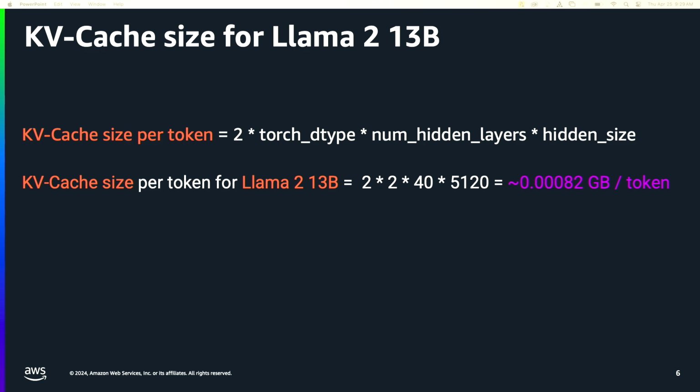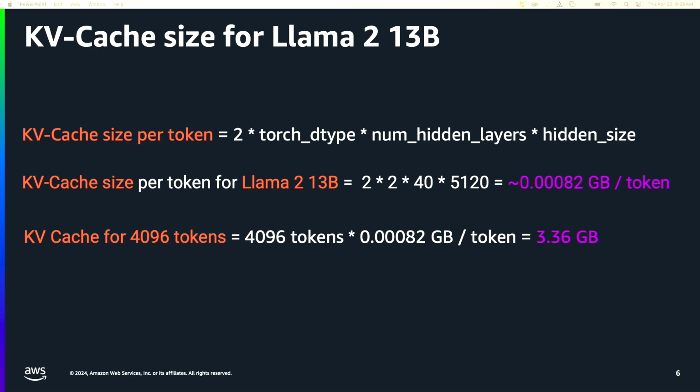So let's use these values that we saw in the config.json for the number of hidden layers and the hidden size, which is 40 and 5120 respectively, and 2 for the data type bytes. So you get the KV cache size per token to be this value that I'm showing on your screen. And then you go back to the inference request that you're going to send, and you get an idea of how many input tokens and output tokens it is probably going to generate, which in this case, we are going to assume 4096 tokens per inference request, which comes out to be 3.36 gigabytes required in terms of the KV cache.